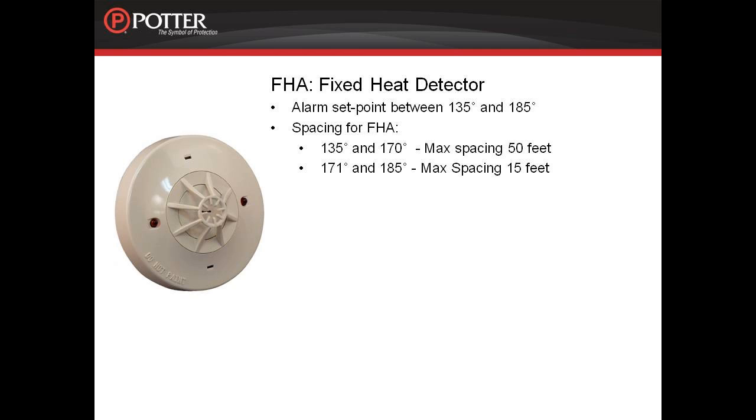Now continuing on with the detectors, we move to the FHA, or fixed heat detector. This detector is strictly a heat detector. This is the most common type of heat detector. The temperature sensor on the FHA can be set between 135 degrees and 185 degrees. When the sensor detects the temperature at which it is programmed, the device will activate. The LEDs on this device are similar to the PSA, with the 2 indicator LEDs for 360-degree viewing.